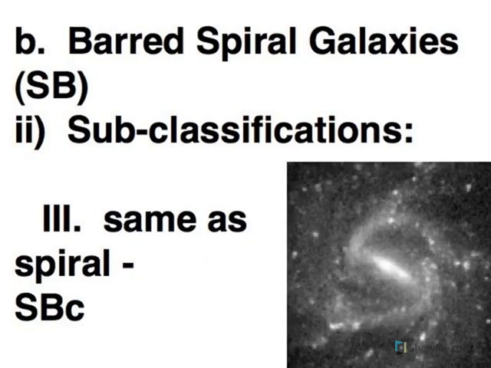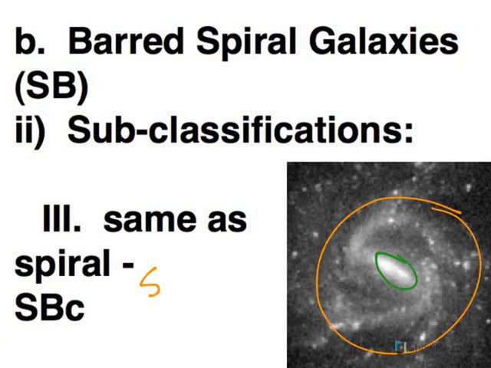And then SBC's bulge, very small compared to the disk. So those are the three categories, subcategories for a barred spiral, and largely based upon the size of the bulge, rather than also looking at the spacing between the arms.